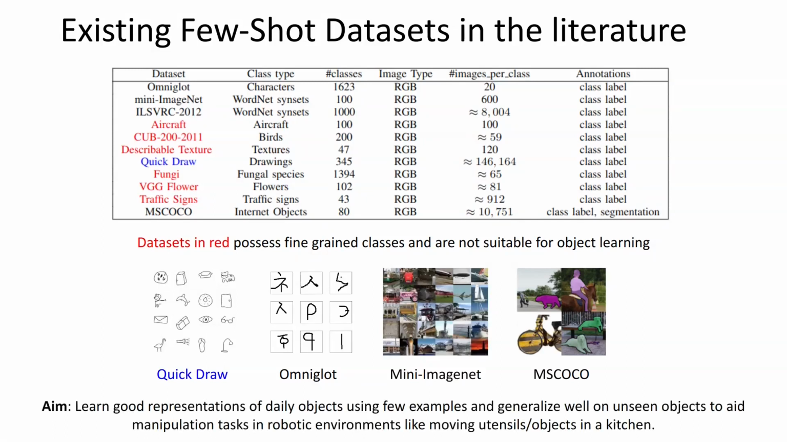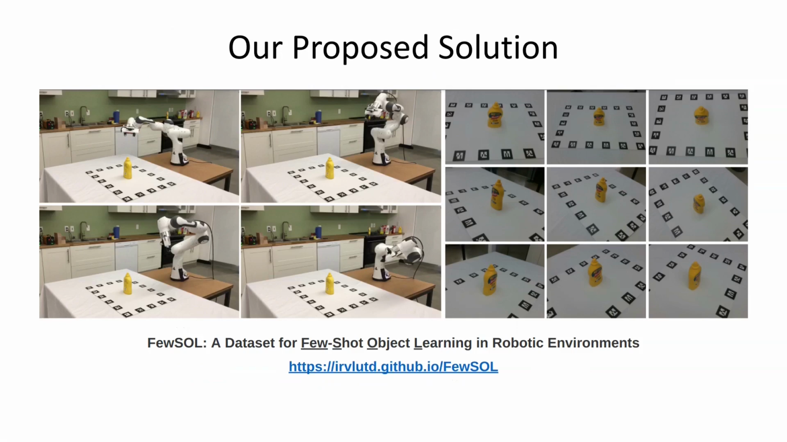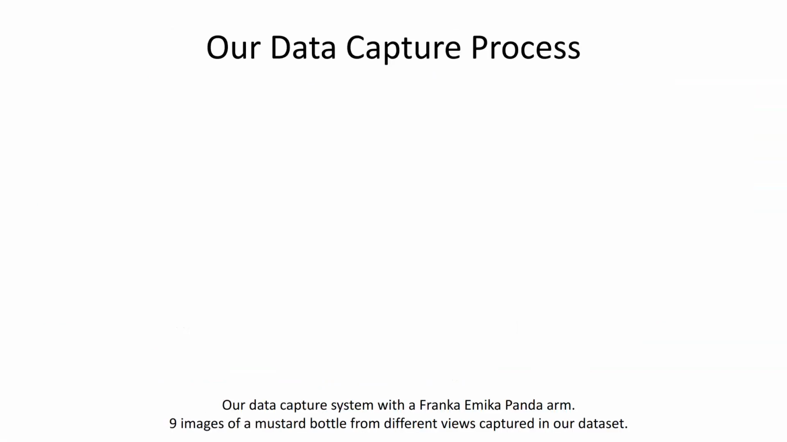The ultimate aim is to learn good representations of daily objects using few examples and generalize well on unseen objects so that it will be useful in various manipulation tasks. For example, moving utensils or objects in a kitchen. Our proposed solution for this is FewSOL, a dataset for few-shot object learning in robotics environments.